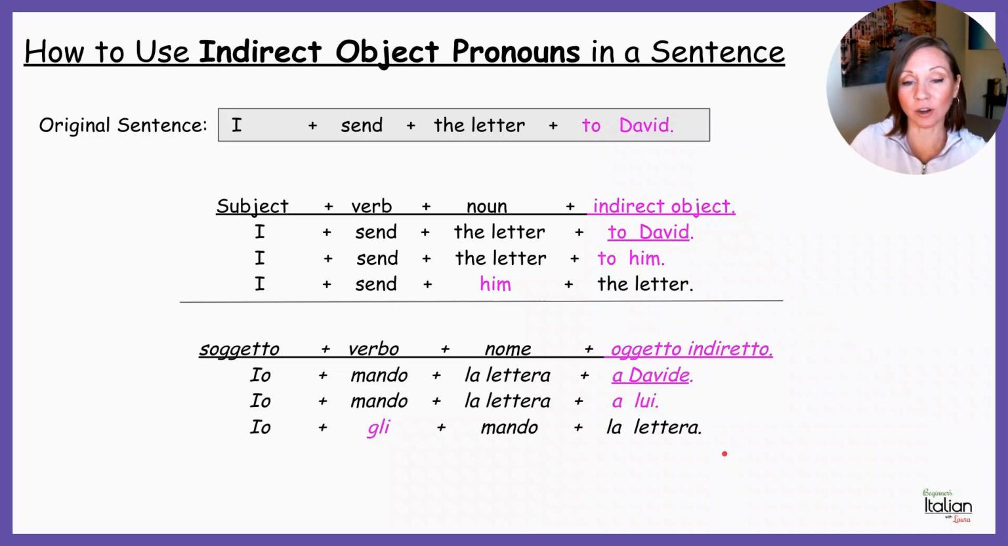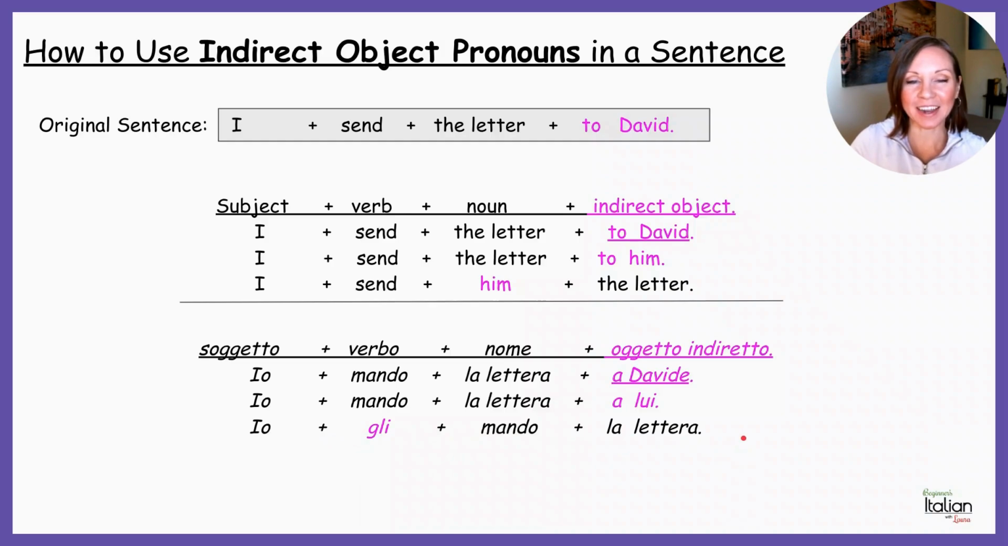So you can either put it here or there, depending on where you want to put the emphasis. So we have "Io mando la lettera a Davide" as our original sentence. And then if we're using the indirect object pronouns, we can say "Io mando la lettera a lui." So, I send the letter to him. Or you can say "Io gli mando la lettera." Okay, I to him send the letter.